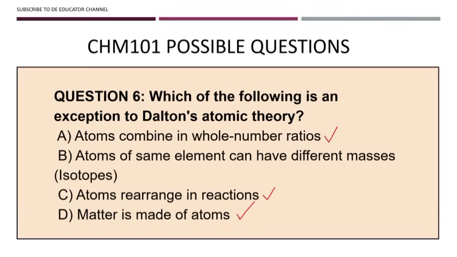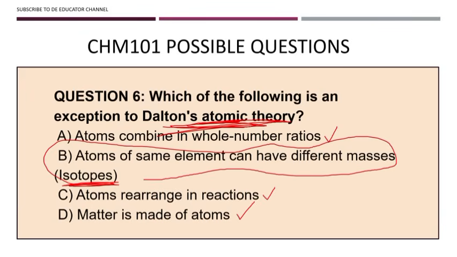So the question is trying to tell us that there was one of Dalton's atomic theory that was later disproved, right? And that is the fact that Dalton said that atoms of the same element cannot have different masses, that they will have the same masses. But then a phenomenon which is known as isotopy, so we have isotopes, disproved that law. So this is an exception, right?